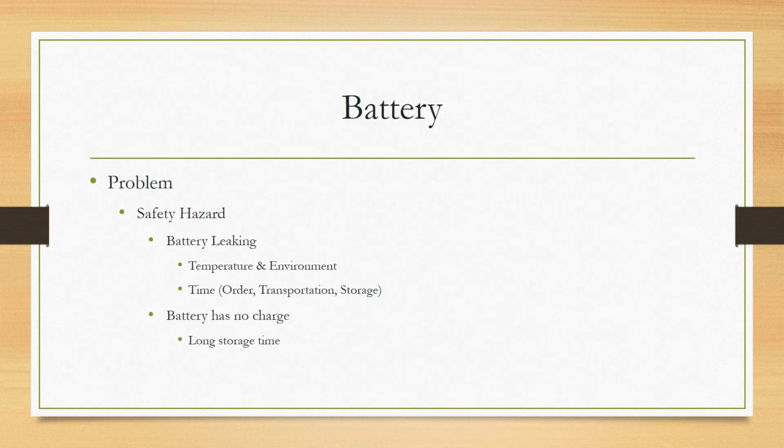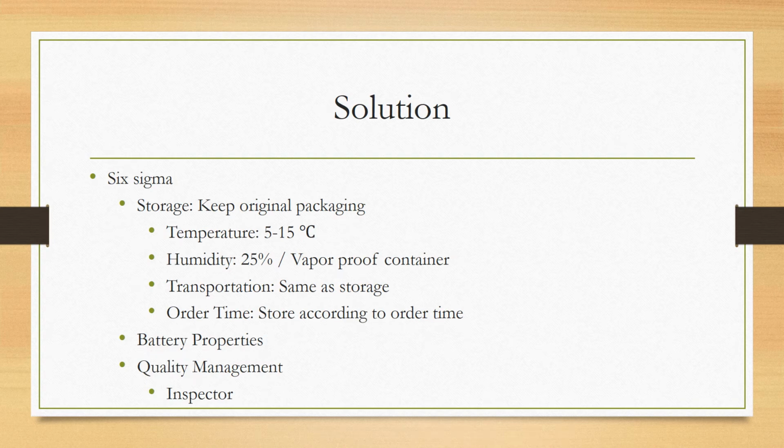As for the battery problem, the primary parameters which cause battery quality problems are temperature, time, and humidity during transportation and storage. High temperatures and humidity cause internal reactions which lead to battery leaking problems, and many batteries will lose capacity more rapidly. As for the battery solution, we use Poka-Yoke from Six Sigma.